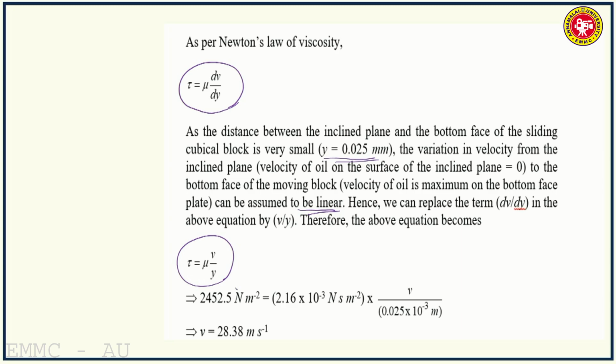So, tau we have just now determined. Mu is given in the problem, 2.16 multiplied by 10 power minus 3 Newton second per meter square. V is the terminal velocity which we require, and the distance between the bottom surface of the cubical block and the inclined plane surface is 0.025 into 10 power minus 3 meter. So from this, if you simplify, you get V is equal to 28.3 meters per second. So V will be equal to this much.